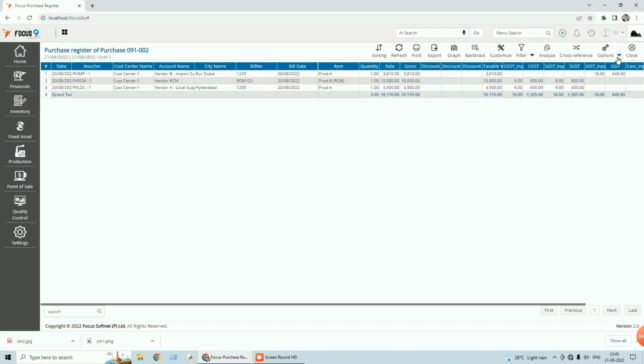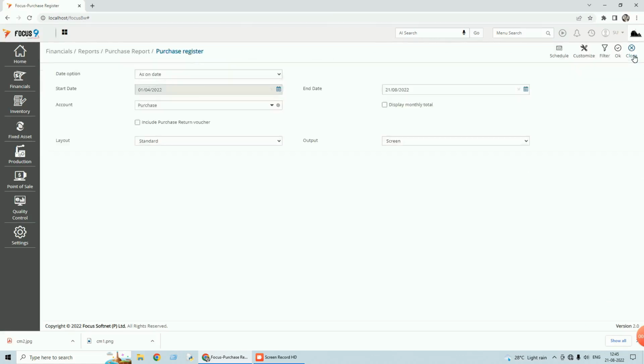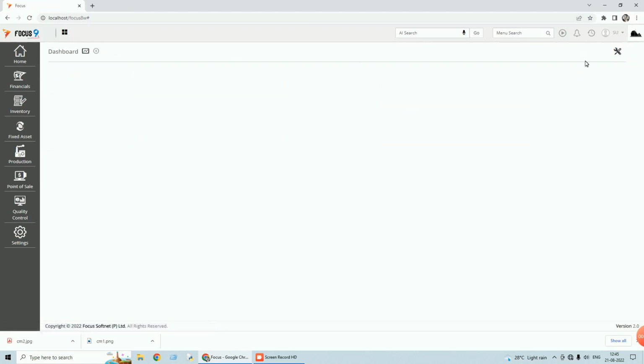Now you see I have 3 transactions here: PV import, PV RCM, and PV local purchase. For every purchase I have different GST postings. On the first voucher only IGST is posted because it's an import voucher. In the second voucher there is CGST and SGST. I will take you to these 3 vouchers and show you.